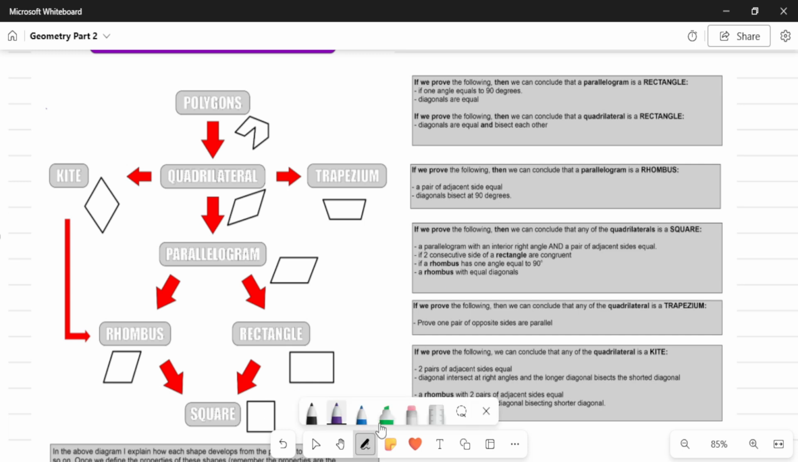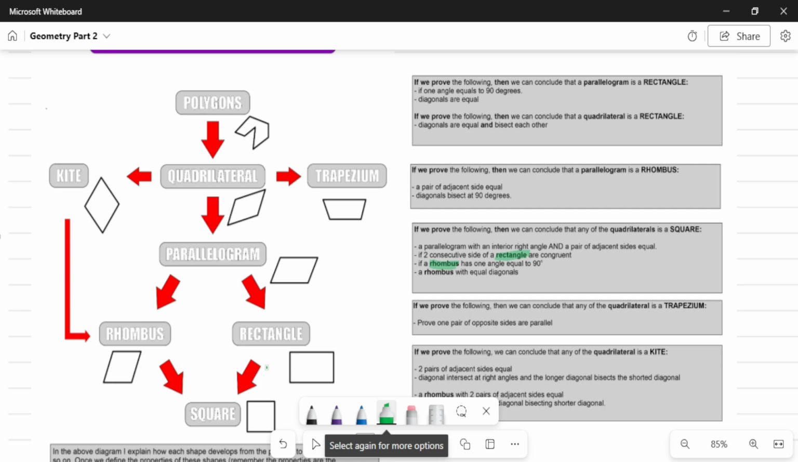Right. But the point that I'm trying to make here is, in order for you to make use of, let's say, this theorem here, you have to first prove it to be a rectangle if you're not told that it's a rectangle. In order for you to make use of this theorem here, you have to first prove that it's a rhombus.